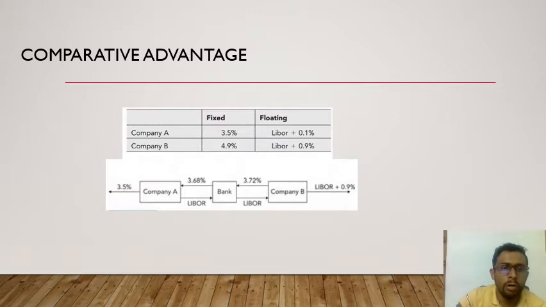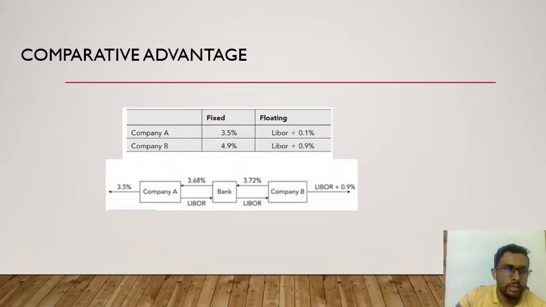Company B can borrow at 4.9% fixed and floating at LIBOR plus 0.9%. The major mistake that happens here is people thinking that market A has an advantage in both. It is true that A has an absolute advantage in both markets, but in the case of comparative advantage, A has an advantage only in the fixed market. Why, I will tell you.